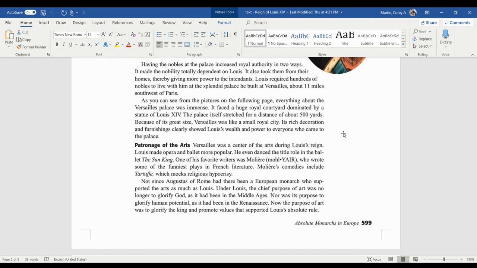As you can see from the pictures on the following page, everything about the Versailles Palace was immense. It faced a huge royal courtyard dominated by the statue of Louis XIV. The palace itself stretched for a distance of about 500 yards. Because of its great size, Versailles was like a small royal city. Its rich decoration and furnishings clearly showed Louis's wealth and power to everyone who came to the palace.